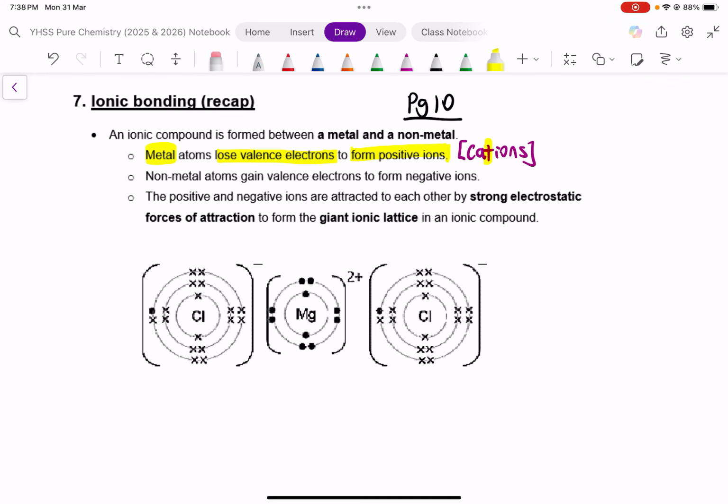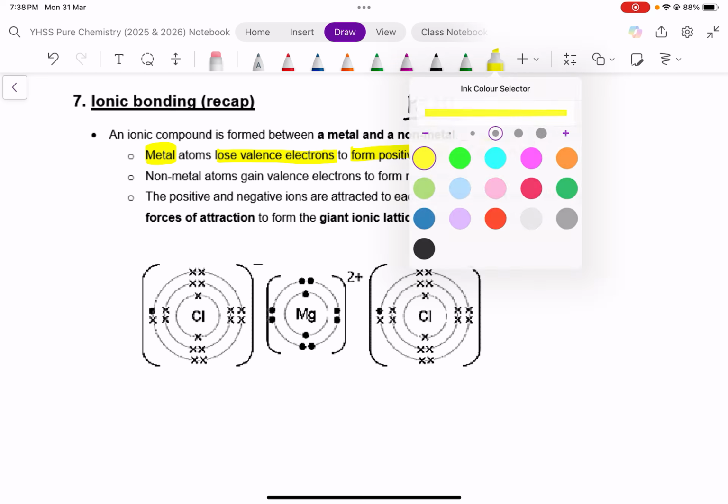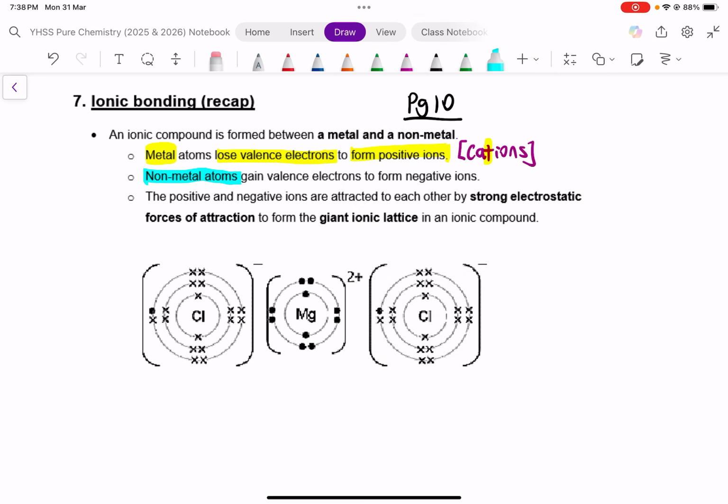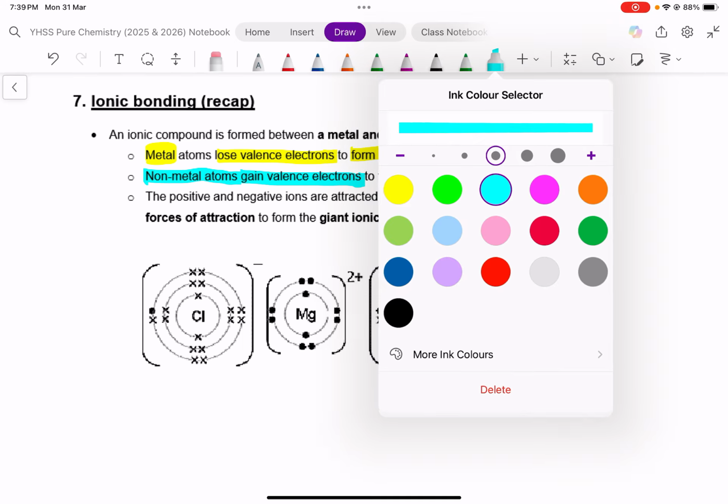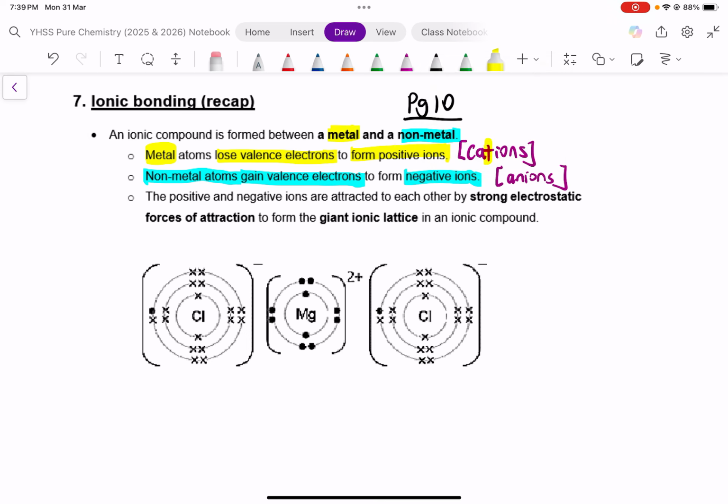So metals lose valence electrons to form positive ions, while non-metals will gain valence electrons and form negative ions. Negative ions are called anions. So basically, you will form an ionic compound which has positive and negative ions if there is a metal and a non-metal. So this is a very simple way to deduce whether something is going to be an ionic compound or not.